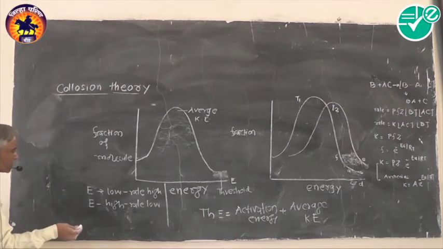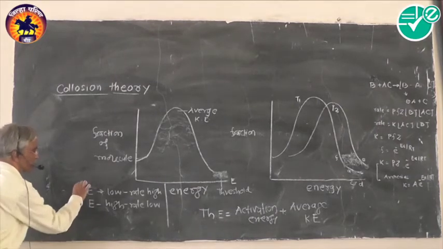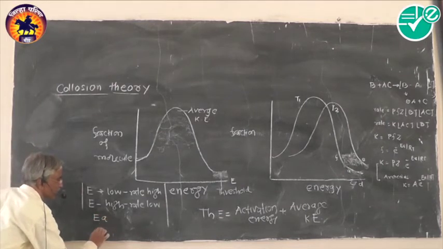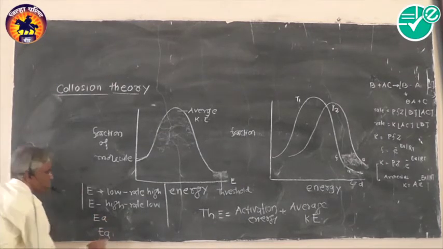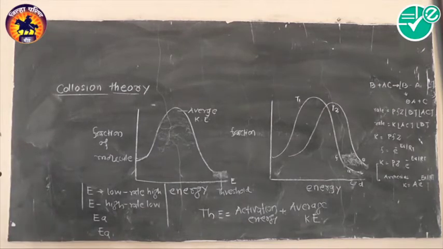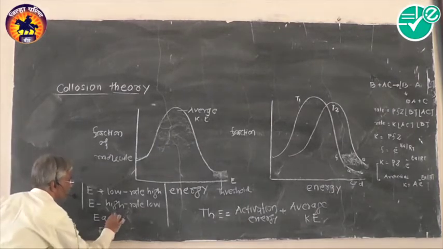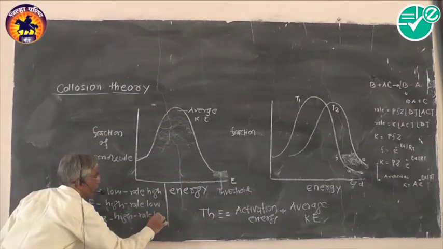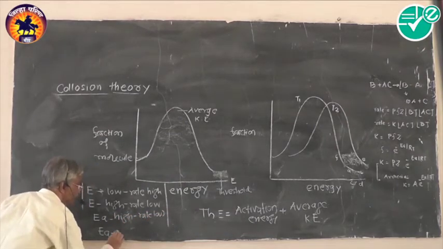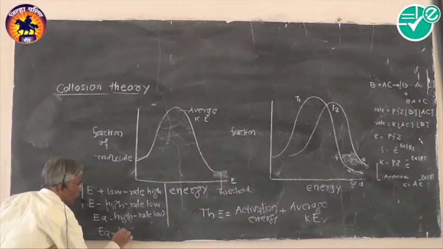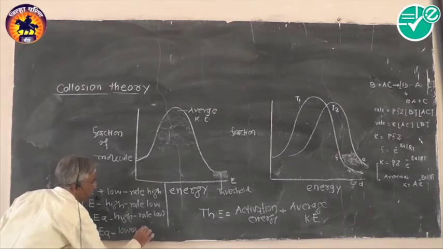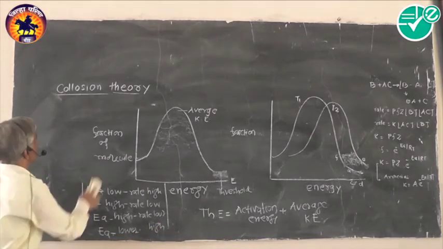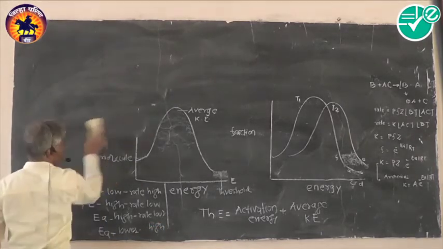Of course, don't misinterpret between the two values. Threshold energies and activation energies are different. EA is the activation energy and their relation we have always seen. If activation energy is high, the rate is low. And if the activation energy has a lower value, the rate will be high. That we already studied. So this is all about the collision theory of the reactions.